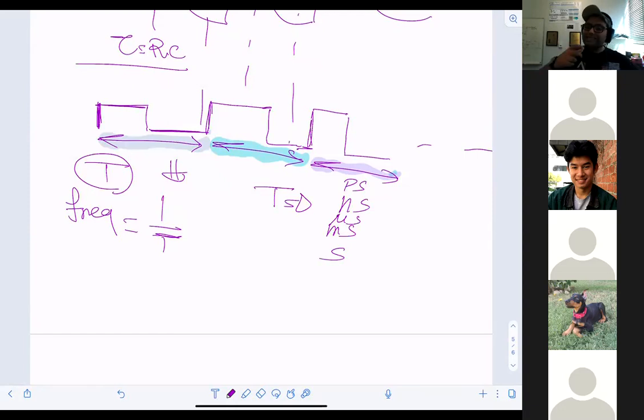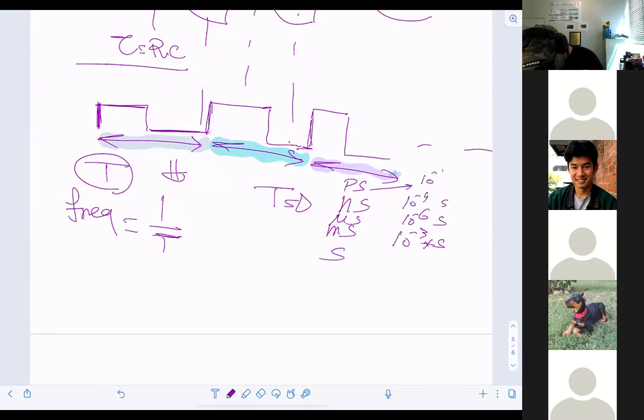Okay, so it's seconds. Millisecond is 10 power minus 3 s, 10 power minus 6 s for the micro, for the nano 10 power minus 9 s, for the pico 10 power minus 12 s. There is even fs, the femtosecond, 10 power minus 15 s.